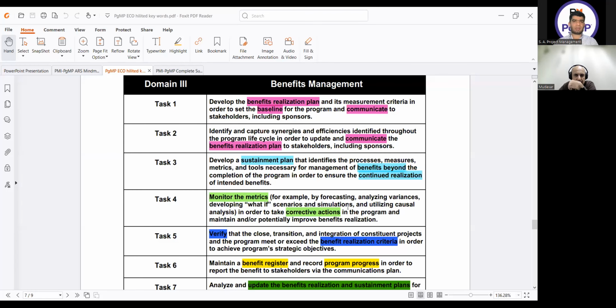Read task 1. Develop the benefit realization plan and measurement criteria in order to set the baseline for the program and communicate to stakeholders. In order to communicate a baseline to the stakeholder, we need to set up the benefit realization. These questions I will send to you for all the domains. This is how you will read the ECO.